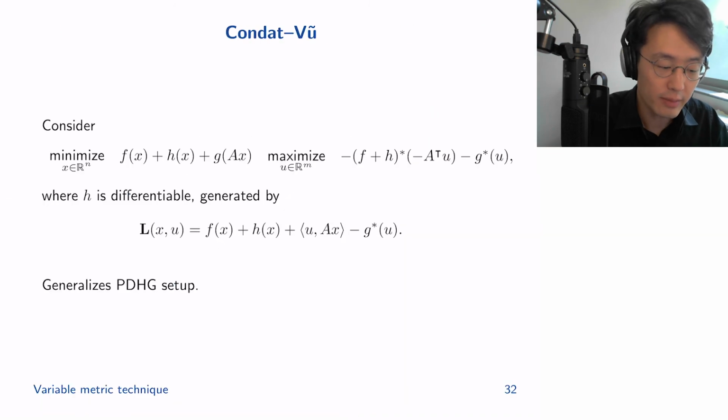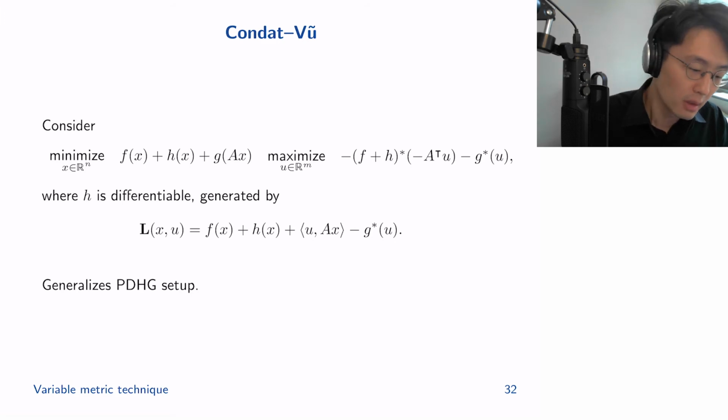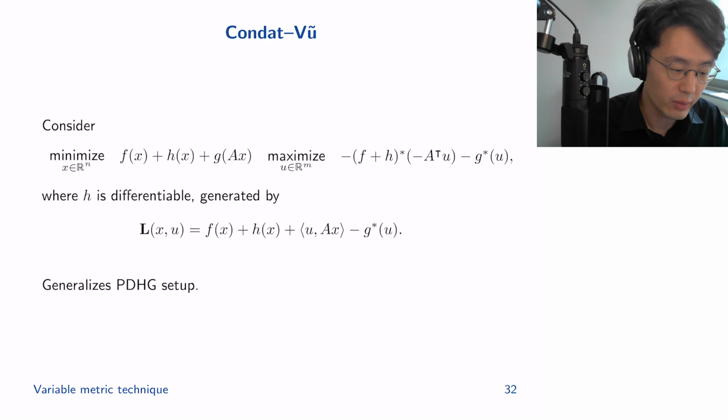Next, let's use the variable metric technique to derive the Condat-Vu method. The Condat-Vu method is a generalization of the PDHG method that we had considered previously. So the optimization problem that we consider is of this form. So for the primal problem, we minimize f of x plus g of Ax plus h of x. So compared to the previous problem that we considered for the PDHG setup, the function h is newly added in.